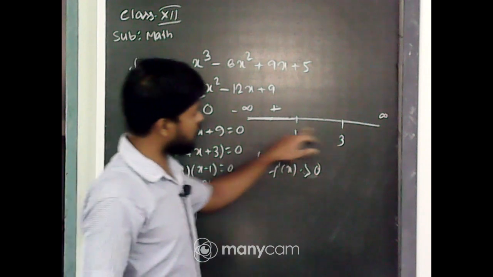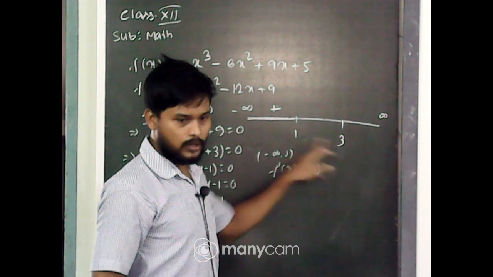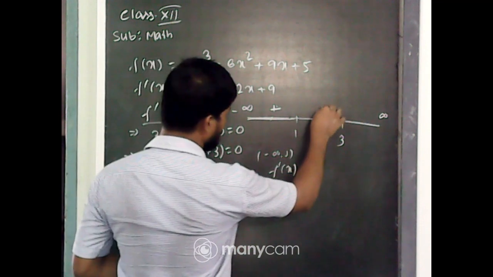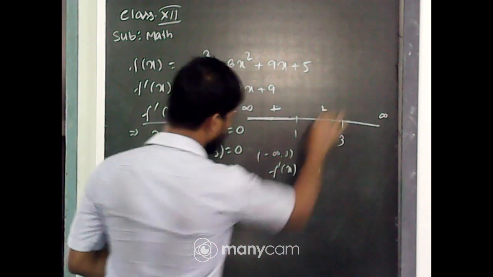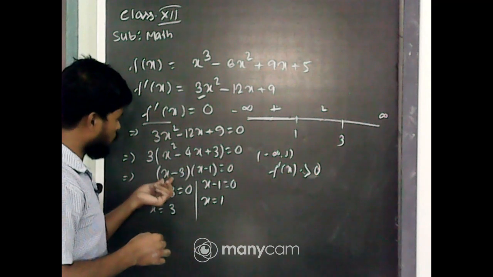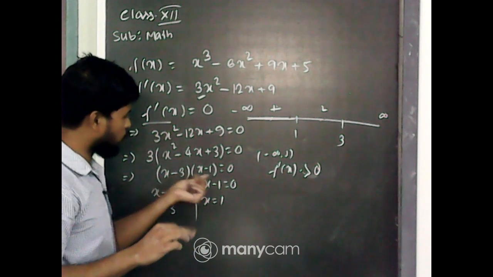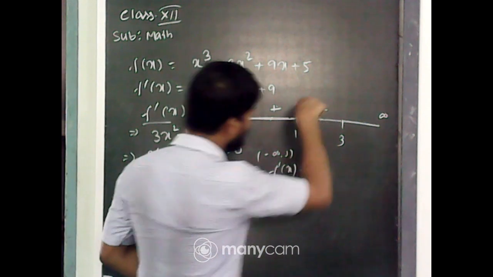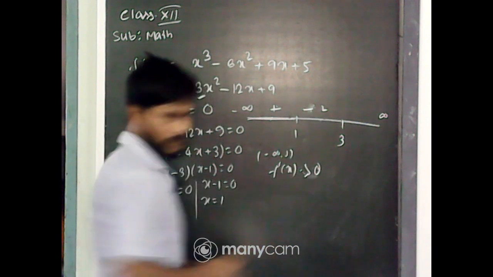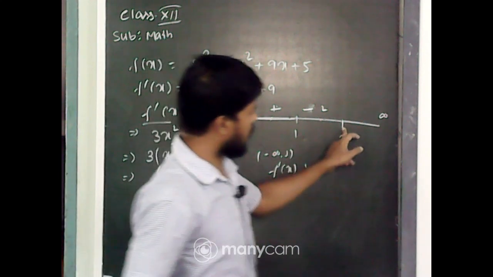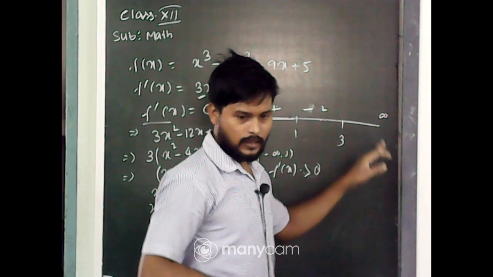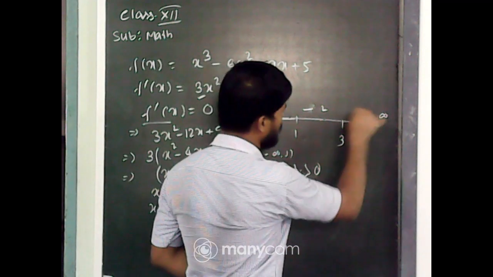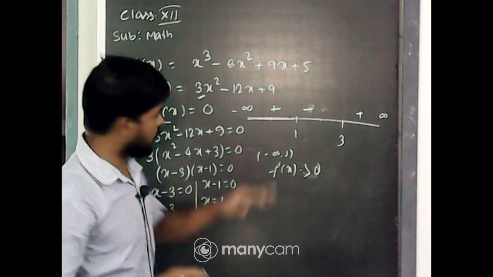And in this interval, when x lies between 1 and 3, let us consider the point 2. Put x = 2 here. So 2 − 3 is −1, and 2 − 1 is 1. So minus into plus, in that case f'(x) will be negative. And when x lies from 3 to infinity, the value of f'(x) will be positive. Now, look at the diagram.